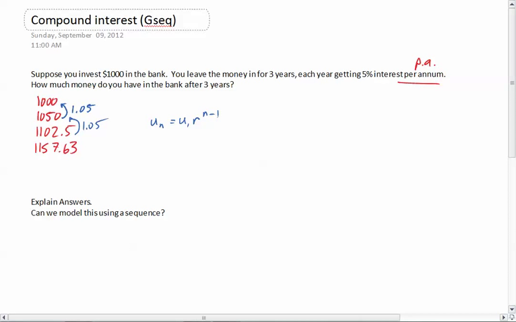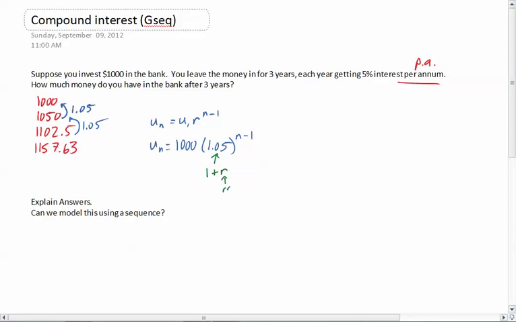So if we put the numbers in, r is 1.05. U_1 in this case is 1,000. r is 1.05. And then we've got n minus 1. Now, I'm going to make a couple of adjustments here because I want you to see a couple of things. This right here is not really 1.05. It's 1 plus the rate.